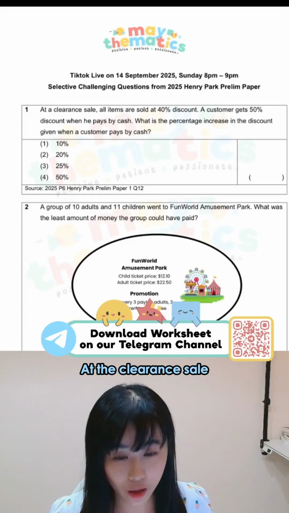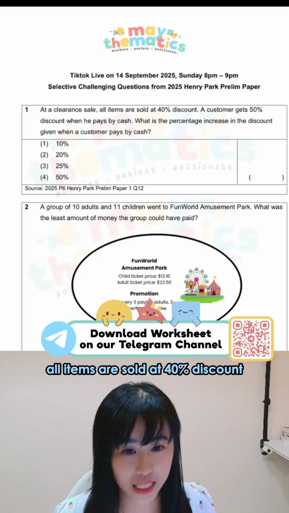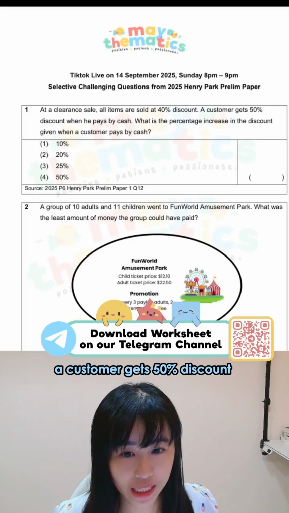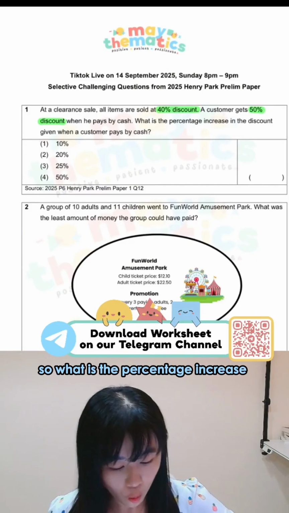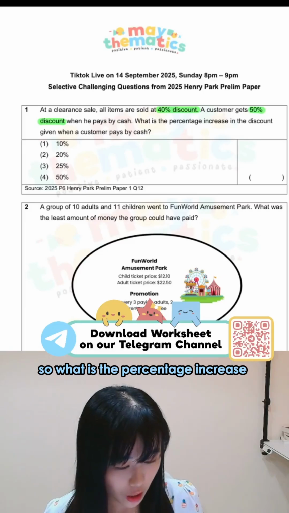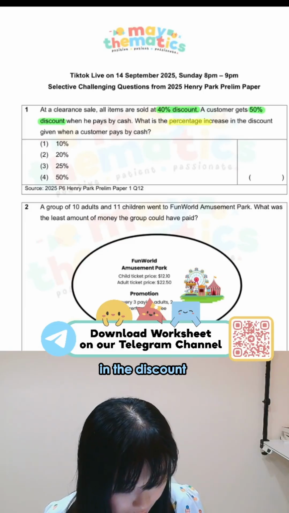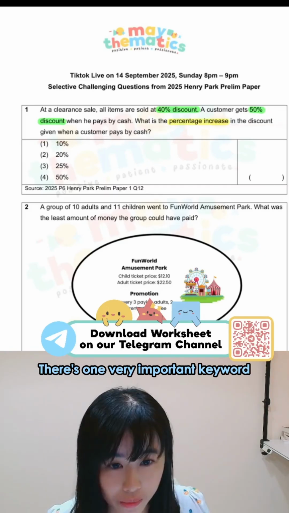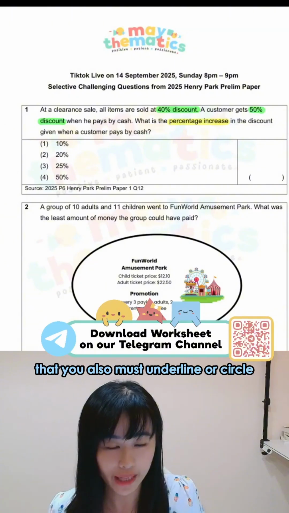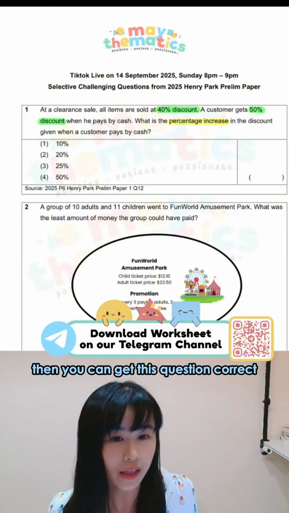During the clearance sale, all items are sold at 40% discount. A customer gets 50% discount when he pays by cash. So what is the percentage increase in the discount given when a customer pays by cash? That's one very important keyword, right? That you also must underline or circle. Then you can get this question correct.